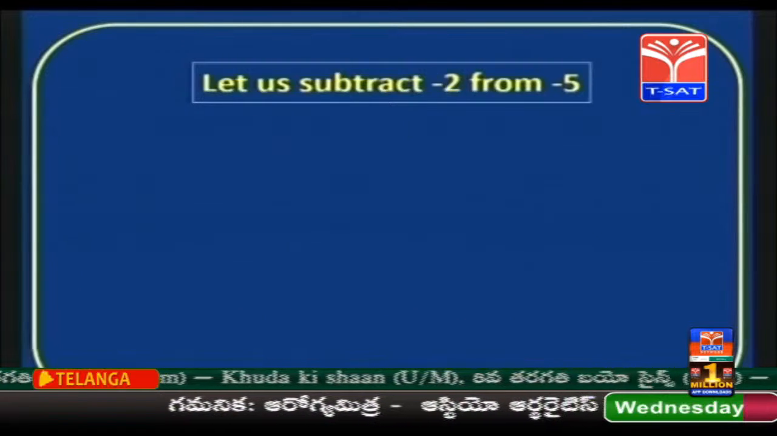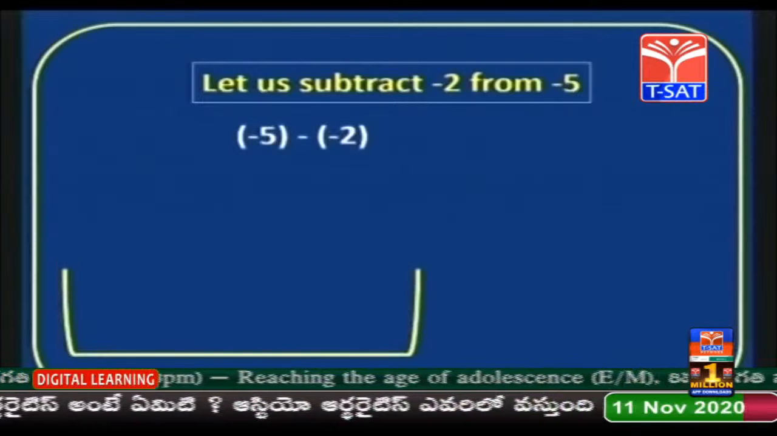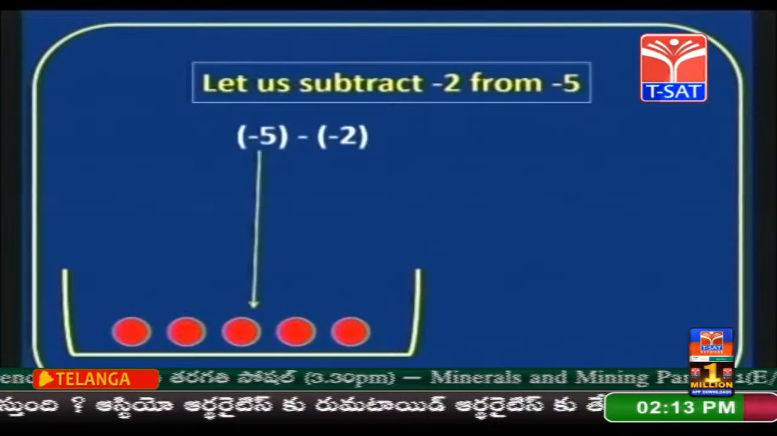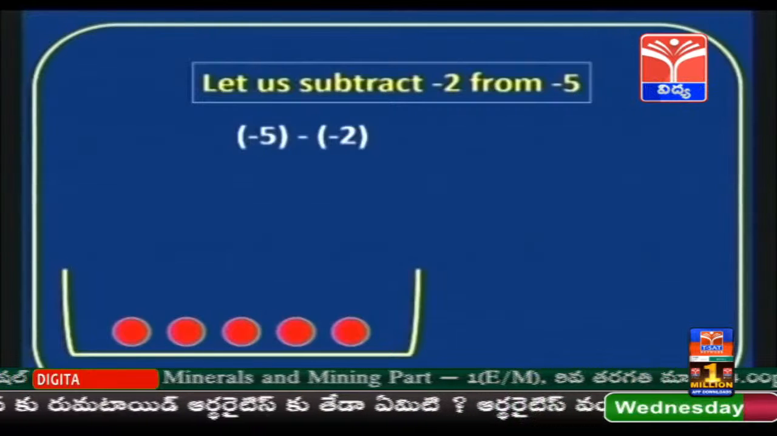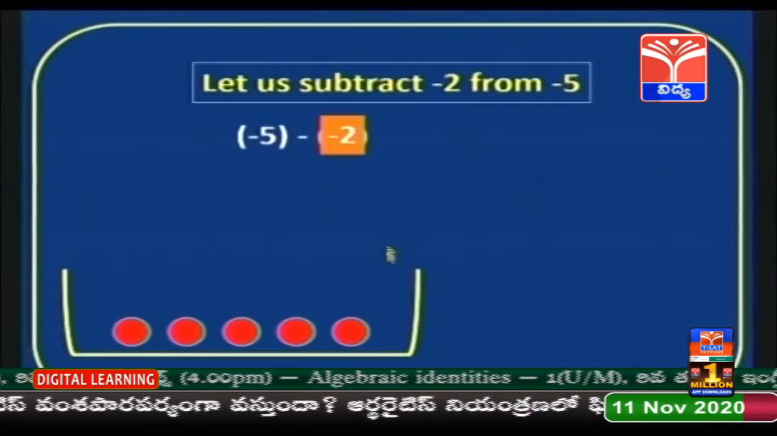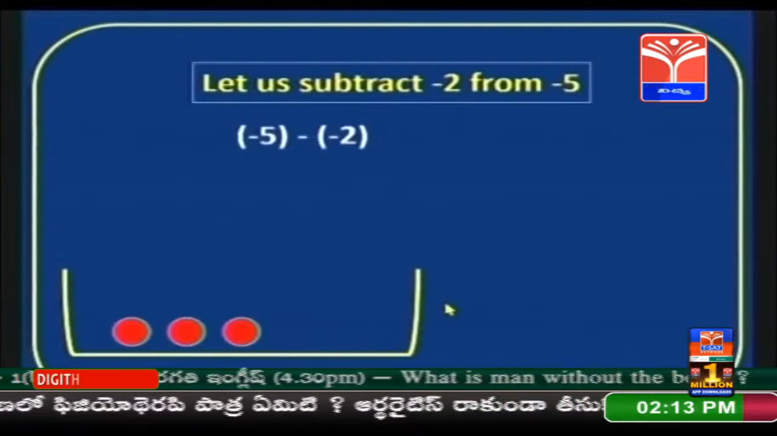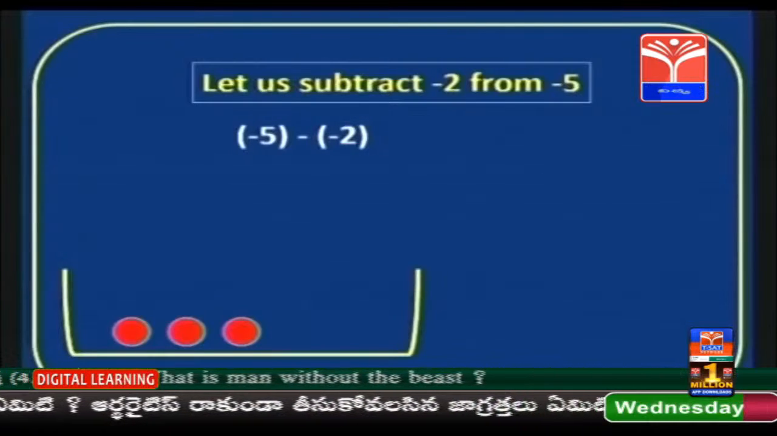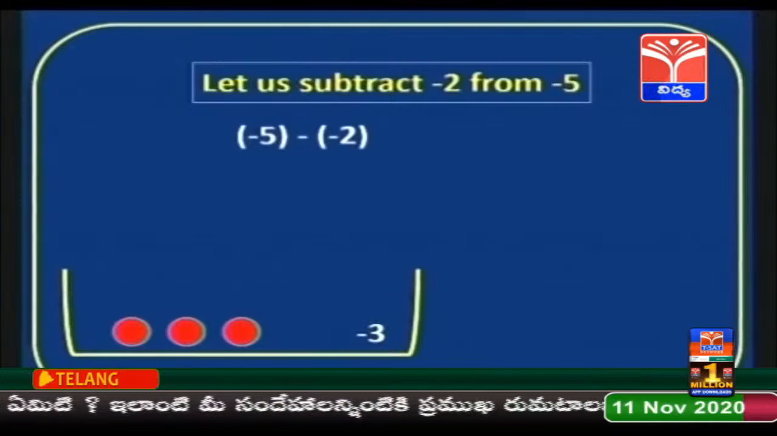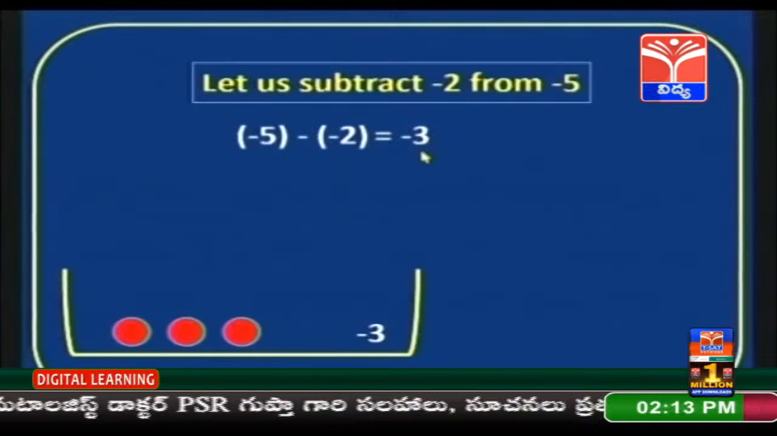Now let us subtract minus 2 from minus 5. Minus 5 minus of minus 2. Minus 5, we are taking red coins. From this what you have to do now? We have to take out two negative coins. Do you have negative coins here? Yes. So we have to take out two negative coins. When I take out two negative coins, what is left in the container? Only 3 red coins. As they are red coins, the value will be equal to minus 3. So what is minus 5 minus of minus 2? Yes, it is minus 3.